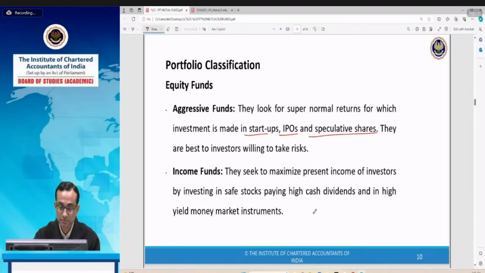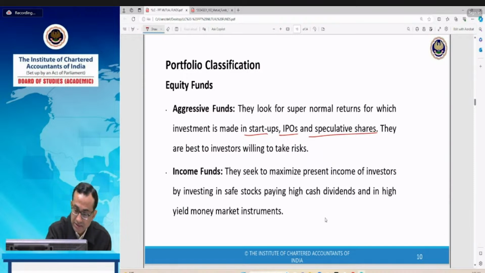Now come to income funds. Income funds basically invest in those companies which the mutual funds think are less risky. They invest in companies which pay cash dividends, higher dividends, and also in high yield money market instruments. I will explain money market instruments later. These are basically instruments for 1 year, so the investment is for a short period of time.